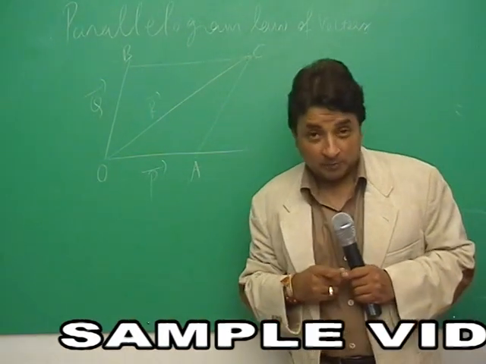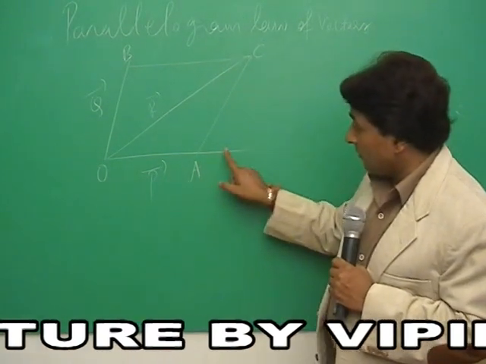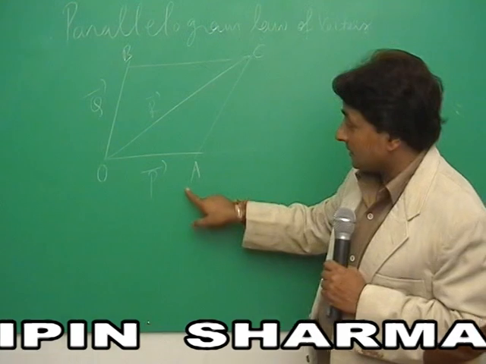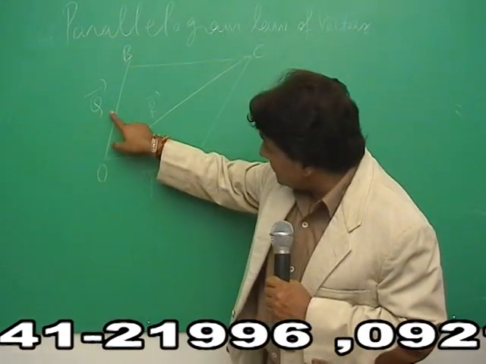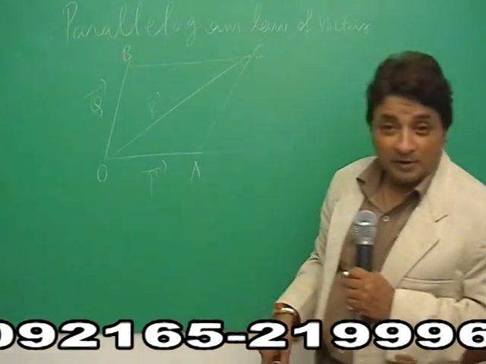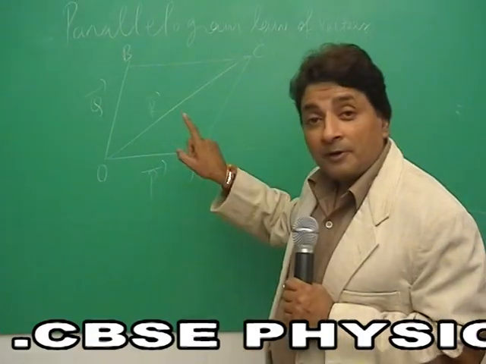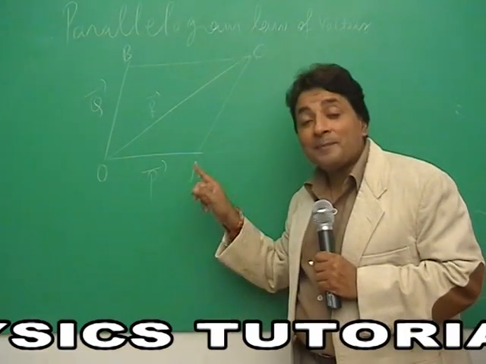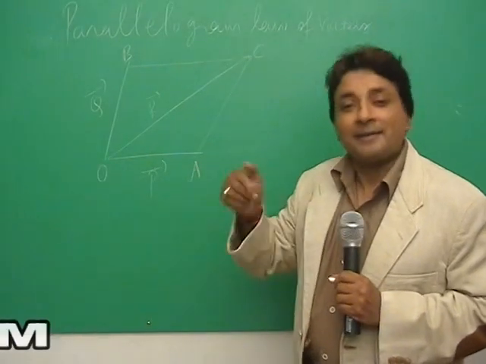Look once again at the board. Vector P is represented by OA. OA is the side of a parallelogram. Vector Q is represented by OB. OB is the side of the parallelogram. We say vector P is completely represented, meaning in magnitude as well as in direction.